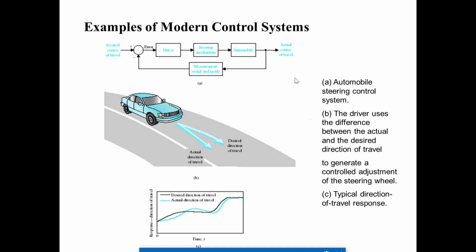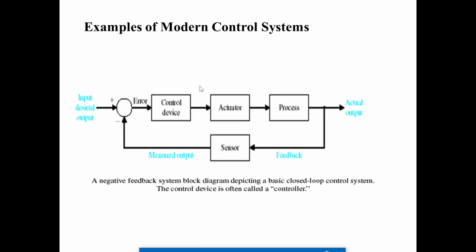Typical direction of travel response. The typical direction of travel response can be achieved by the steering mechanism. If he is going correctly on the right path, then the measurement of visual and tactile is going to send a signal to the comparator, and the input and feedback signal will not have error. Always we need to maintain this error as 0, right? So the driver should control this error value. He should make it 0. That is the example of a modern control system.